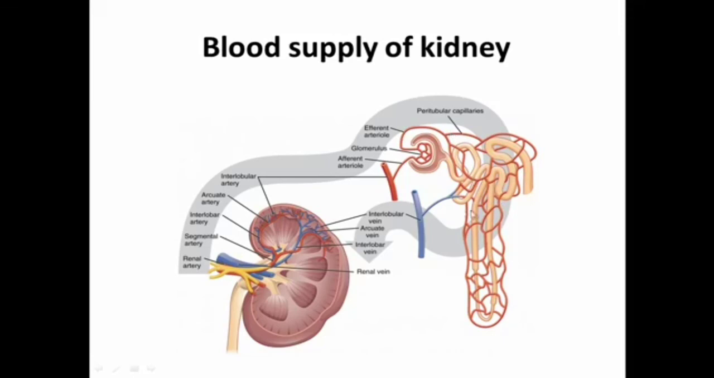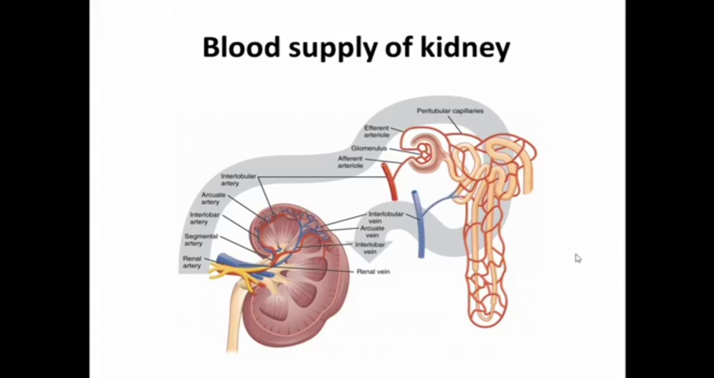Now what happens to these peritubular capillaries? From these peritubular capillaries, small veins arise, and these are called the satellite veins. Why satellite veins? Because they are present in the form of star-like structures, and they ultimately form the interlobular veins, and then it passes on to the arcuate vein, and then ultimately into the segmental veins and the renal veins.